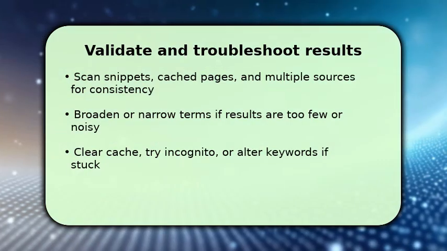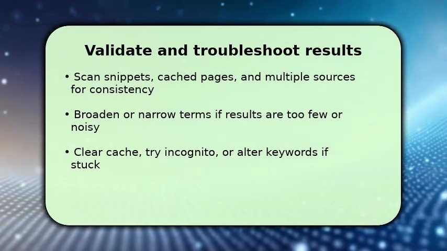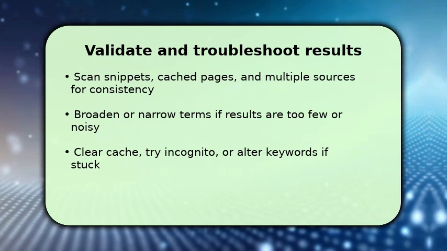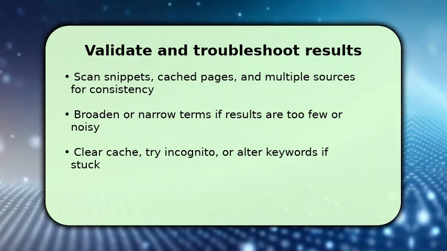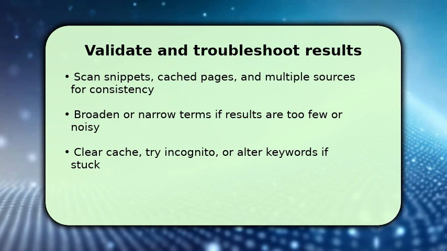You finish by validating findings across the top snippets and at least 2 independent sources to confirm accuracy. If you see too few results, broaden with synonyms or remove restrictive operators. If results are noisy, narrow with more specific terms or site limits.